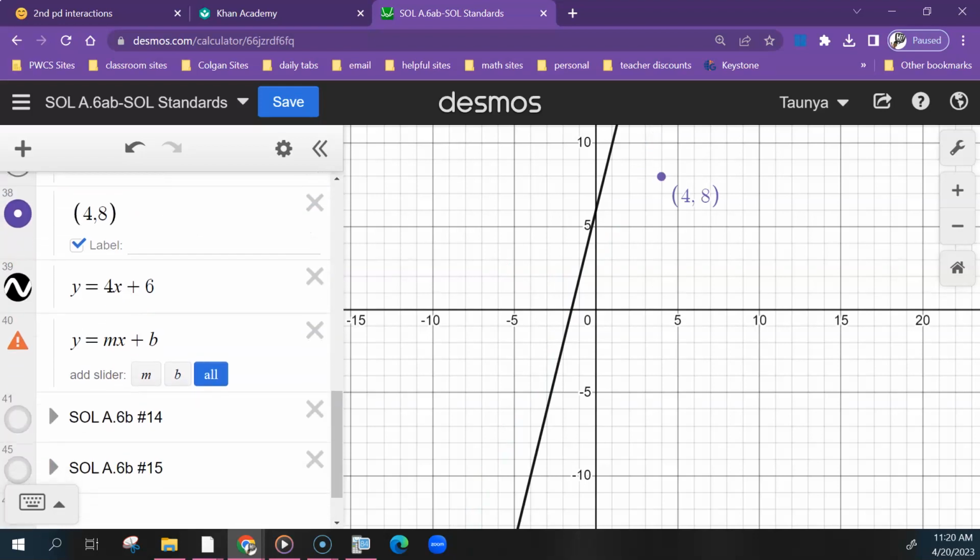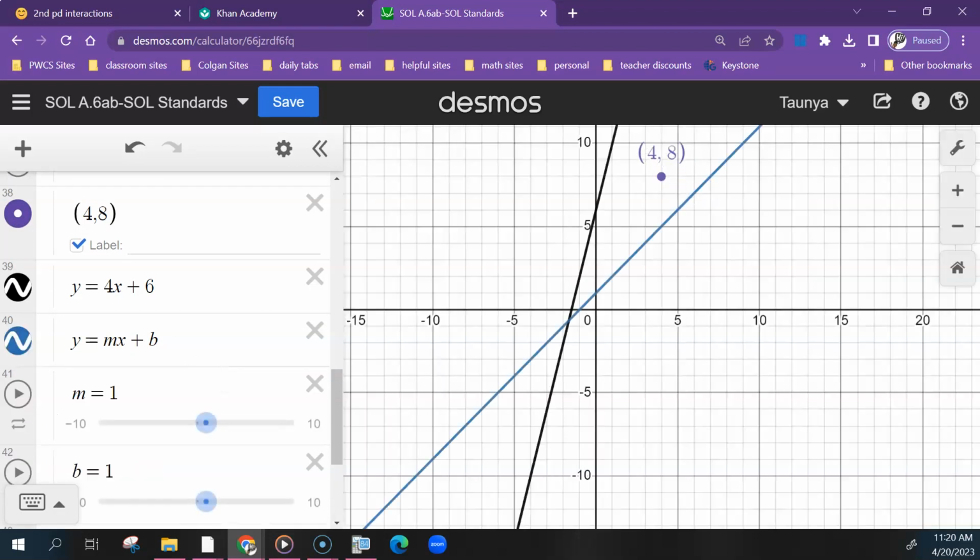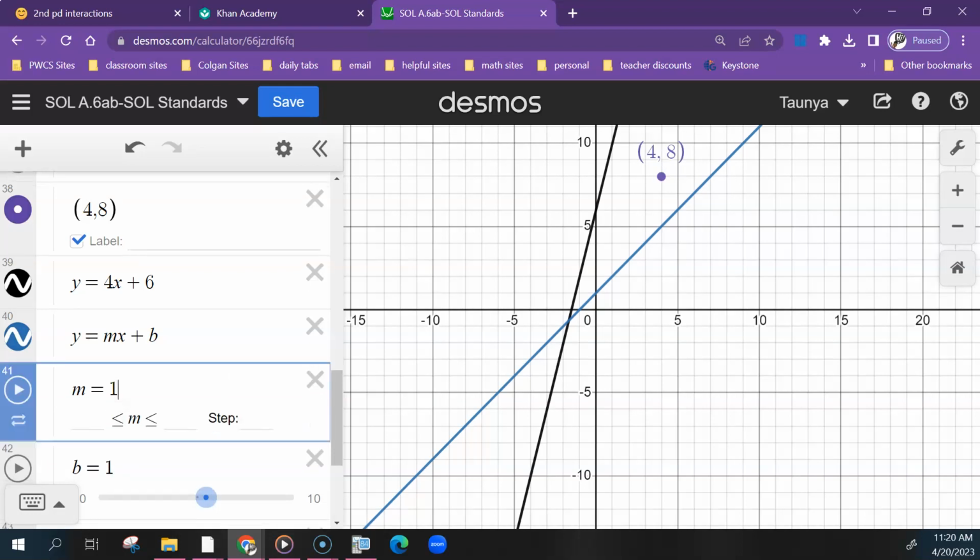13 was perpendicular, so same thing, put in your point, put in your equation, type in your y equals mx plus b, add all your sliders, change your slope to the negative reciprocal, so 1/4, but make it negative.